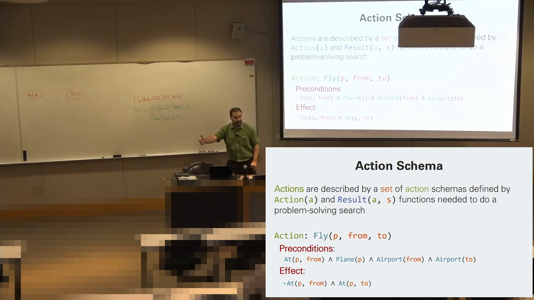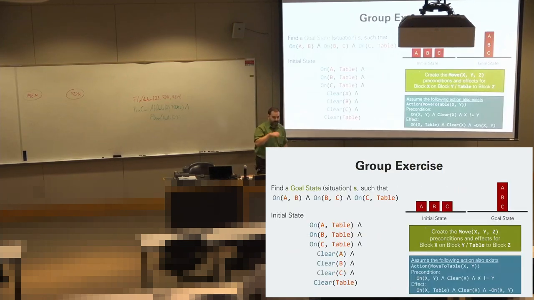So these actions will start to come together. Now I'm going to present you with a little brain twist. I would like you to generate your own action. Specifically, a move action where you're moving a block X, which may potentially be on another block or on a table, to some block Z. Technically a table can be cleared, so this is almost Tower of Hanoi.